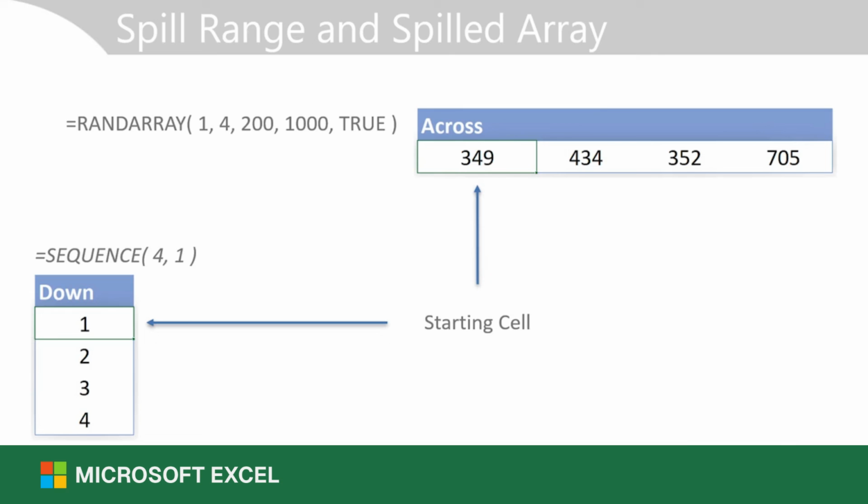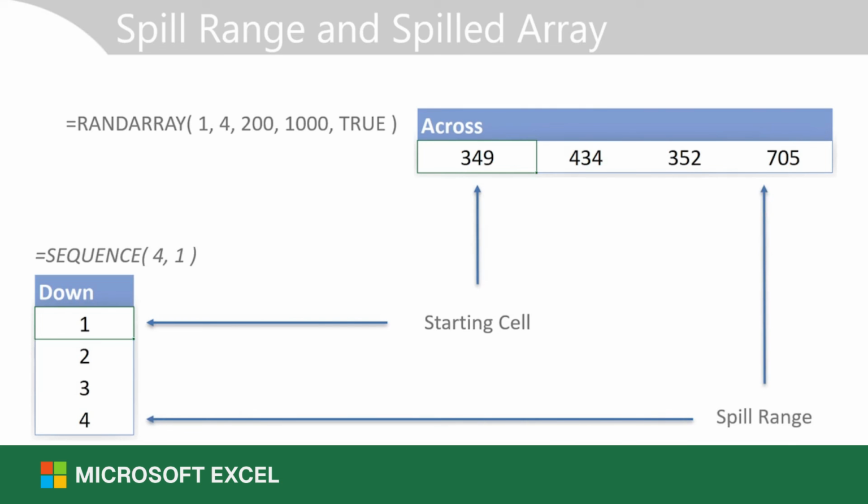The cell range where the results are placed is called a spill range, and the formulas that successfully spill are called the spilled array formulas. Now let's review some attributes of the spill behavior in more detail.